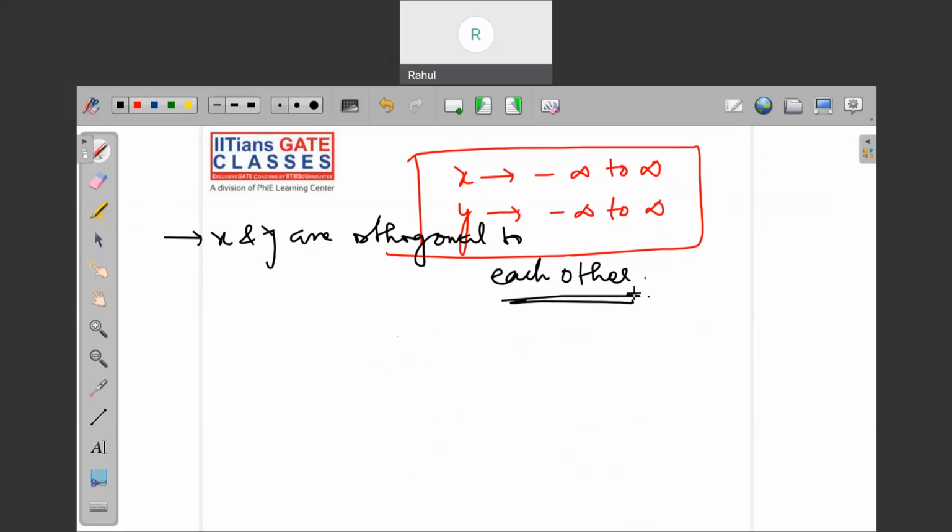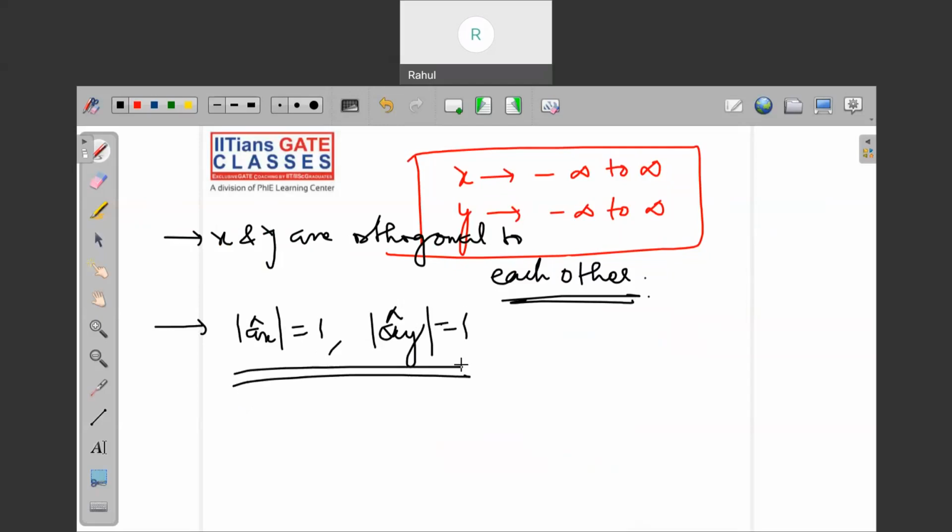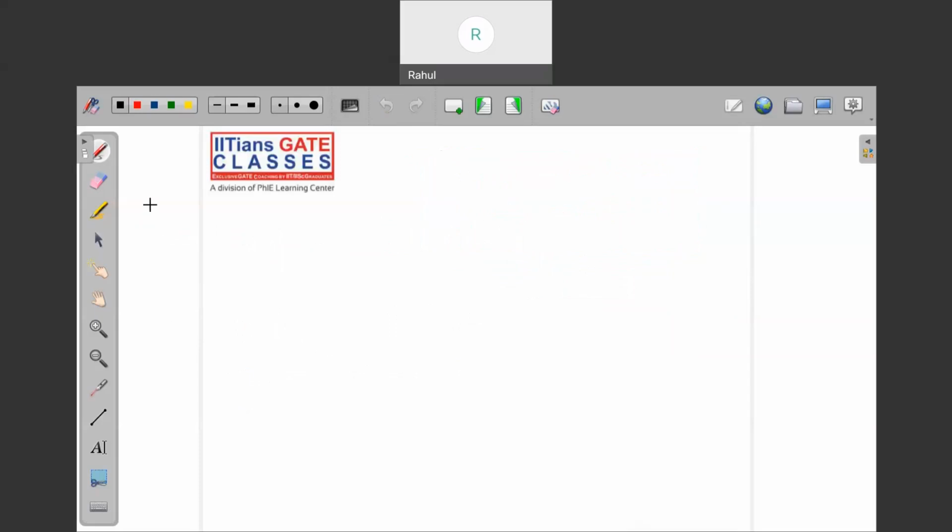They are the unit vectors, and they are represented along the x-axis and y-axis respectively. Also, if I talk about their magnitude, any unit vector has magnitude 1. This is the basics everyone knows. And the second one, which I'm going to talk about, is the polar coordinate system.